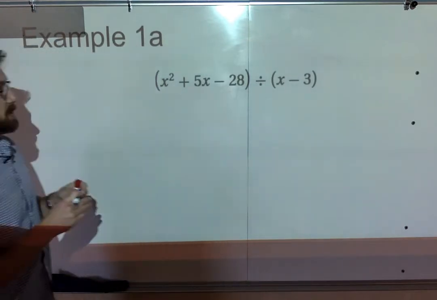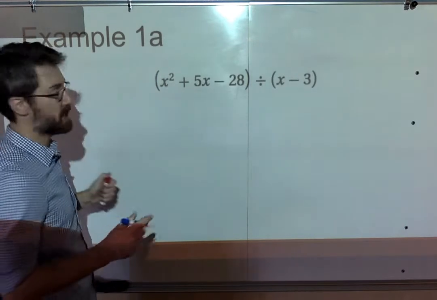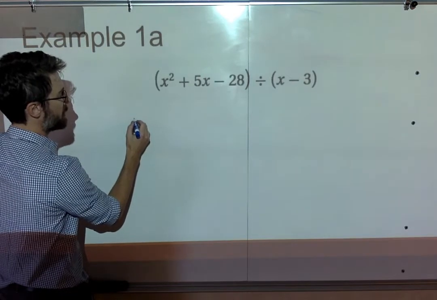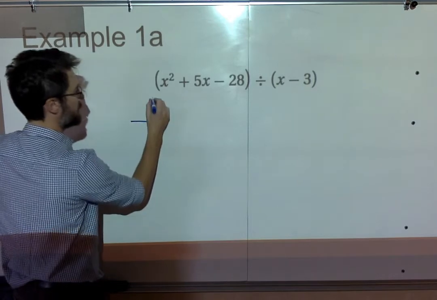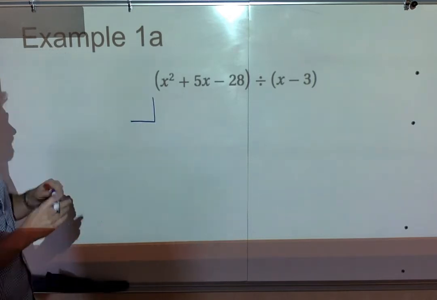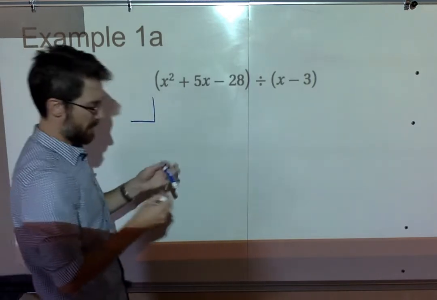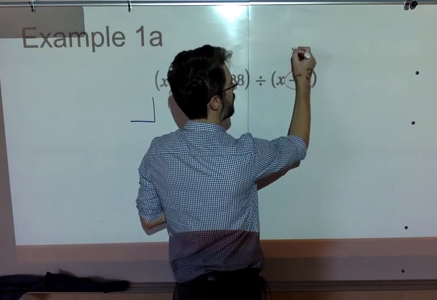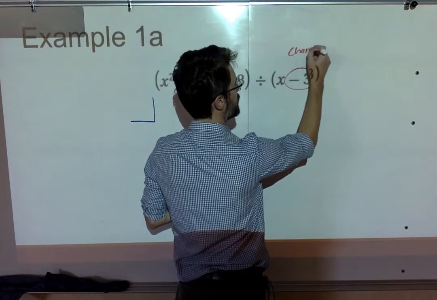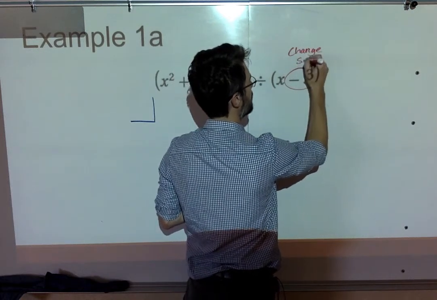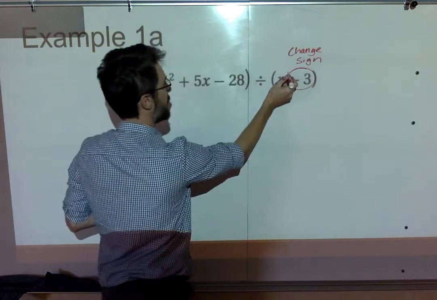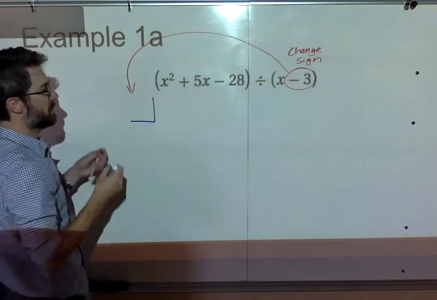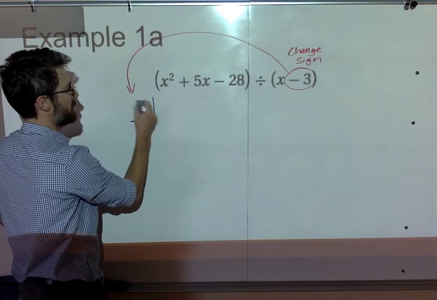Okay, so the steps. Get ready to focus, pause as needed to get yourself caught up, and rewatch if need be. First thing that I'm going to do, I'm going to make a little corner here to put a number into, and that number is going to come from this. What we're going to do with that number is first we're going to change the sign, and then we're going to take that number and plug it in right there. So that is going to become a positive 3.